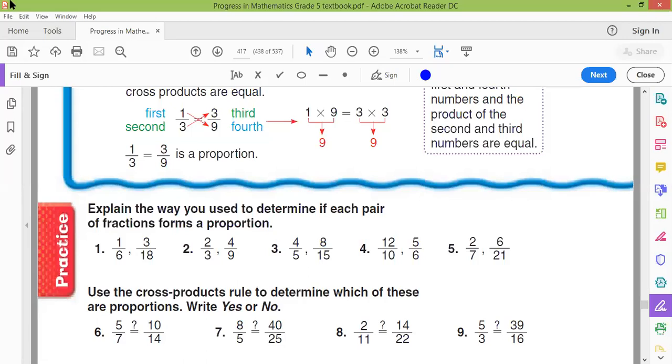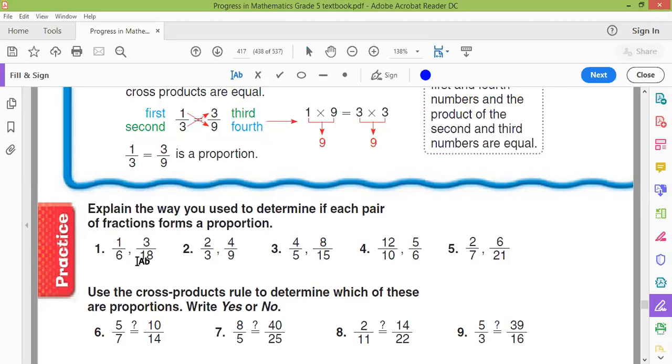Listen to me first. 1 over 6 and 3 over 18. You will check them. Are they proportion or not? 1 multiplied by 18.